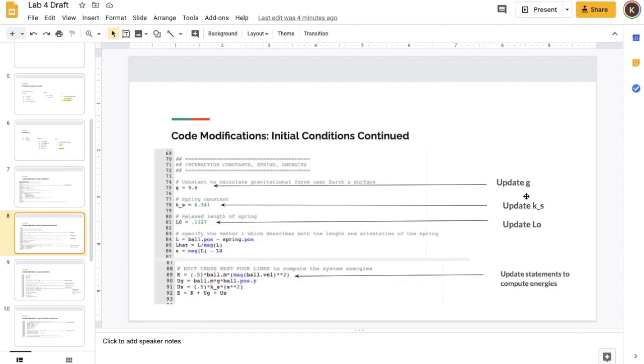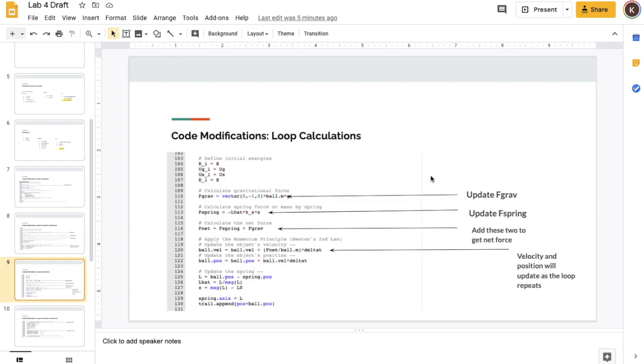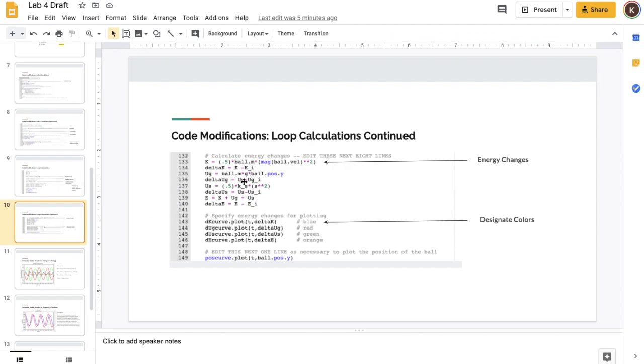Then I updated G, updated the spring constant, updated L0, and then I updated the following statements to compute the initial energies. And then I'll go into the loop calculations, where I rewrote statements to update the force of gravity at different points as well as the spring force at different points. And then I created a statement that says that the net force is equal to the force of gravity plus the force of spring. The following statements will update velocity and position as the object is oscillating.